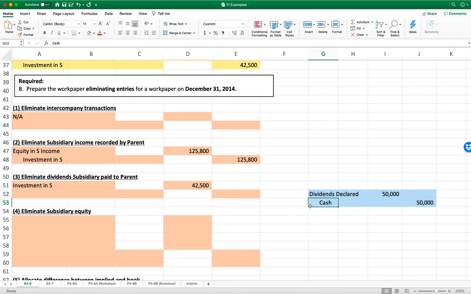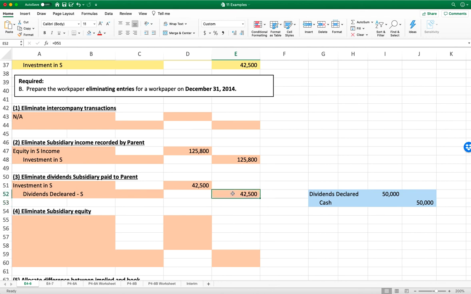So again, we said we don't care about the cash, but that dividends declared, we do care about that because we can't declare dividends to ourselves. You couldn't ever pay dividends to yourself as just the parent company. So once we're consolidated and acting as one company, we have to get rid of that. So we are going to get rid of dividends declared from the subsidiary. But our amount is going to be the $42,500 because that's just the part that came to us.